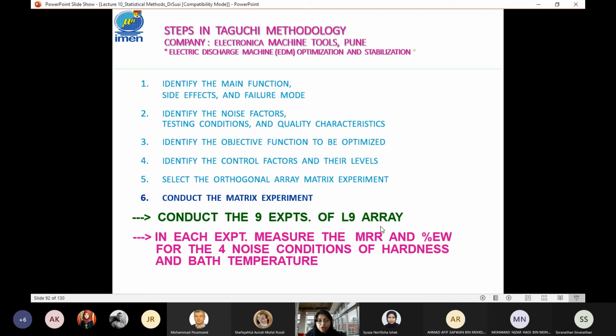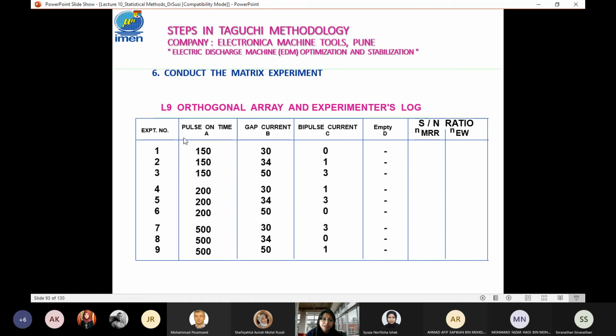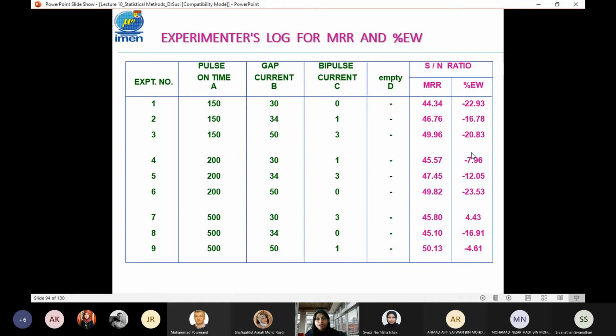Conduct the 9 experiments of the L9 array. In each experiment, measure the material removal rate and also the percentage of electrode wear for all 4 noise conditions of hardness and the bath temperature. For example, in experiment 1, you put 150, 30, 0. So this is empty, and then you look at what the material removal rate and the electrode wear are. Okay, so these are the values obtained.